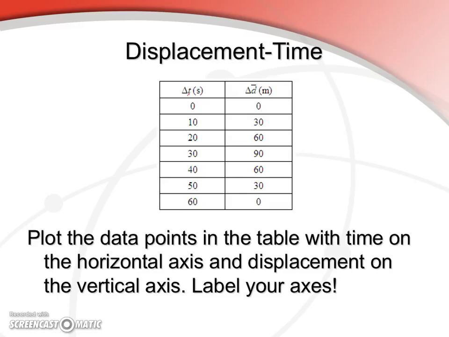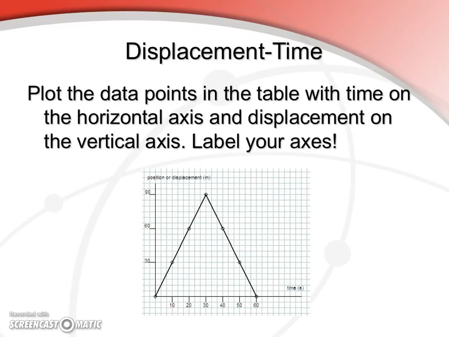At 0 time, 0 displacement. Moving up, at 30 seconds we have our maximum displacement, and then it drops back down to 0 by 60 seconds, as we would expect. So let's go ahead and plot the points in this table with time on the horizontal axis. So we're going to get a displacement time graph. Go ahead and pause the movie, please, and do that now.